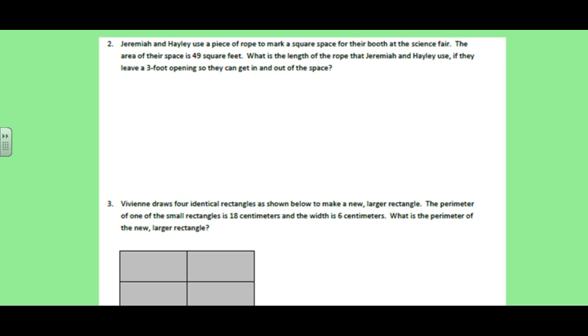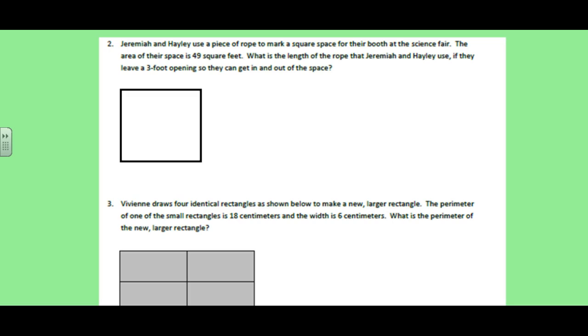Number 2 says Jeremiah and Haley use a piece of rope to make a square space for their booth at the science fair. The area of their space is 49 square feet. What is the length of the rope that Jeremiah and Haley use if they leave a 3-foot opening so they can get in and out of the space? Okay, so we're going to have to draw a picture. Okay, so you're going to have to draw your square.